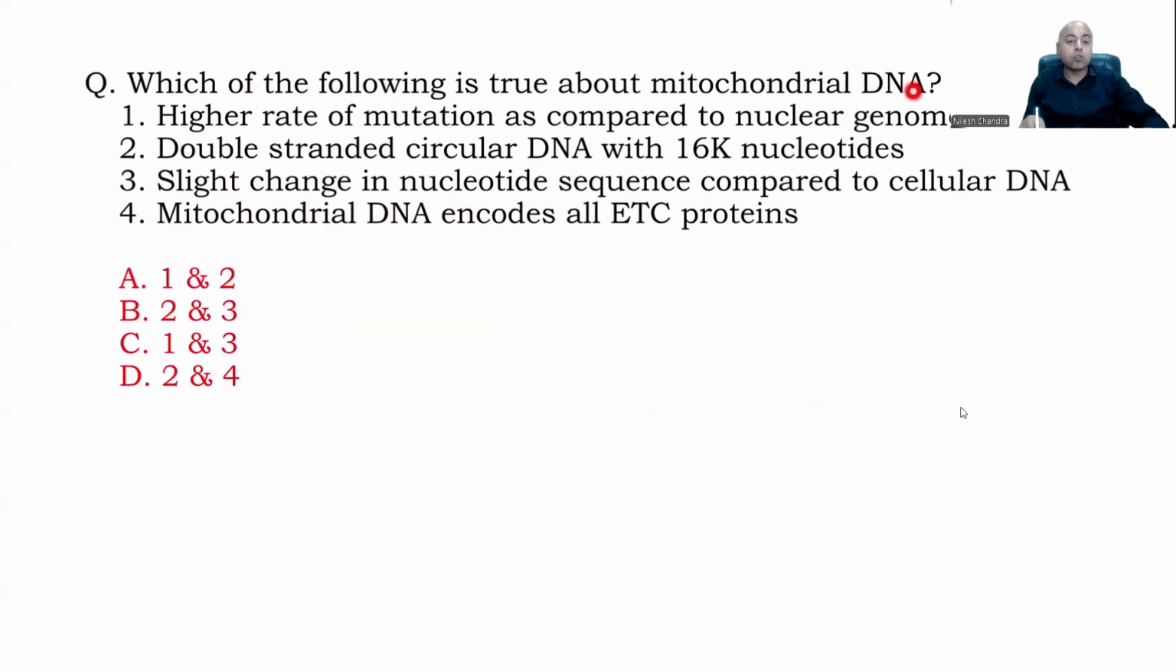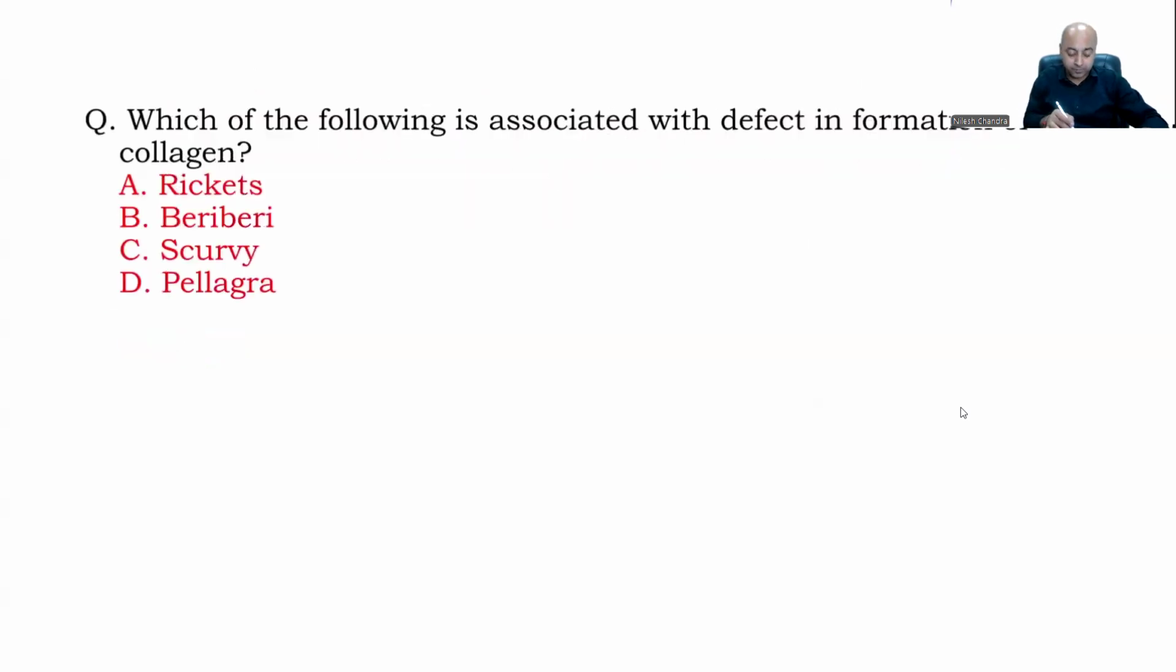Which of the following is true about mitochondrial DNA? Your statements are: higher rate of mutation as compared to nuclear genome; double-stranded circular DNA with 16,000 nucleotides; slight change in nucleotide sequence compared to cellular DNA; mitochondrial DNA encodes all electron transport chain proteins. Your options are 1 and 2, 2 and 3, 1 and 3, 2 and 4. Please note, higher rate of mutation is correct. 5 to 10 times higher rate of mutation in comparison to nuclear genome is seen for the mitochondrial DNA. Double-stranded DNA, which is circular in nature, not linear, and it has 16569 base pairs. So 16,000 nucleotides is also correct. 1 and 2 is the correct option about the mitochondrial DNA.